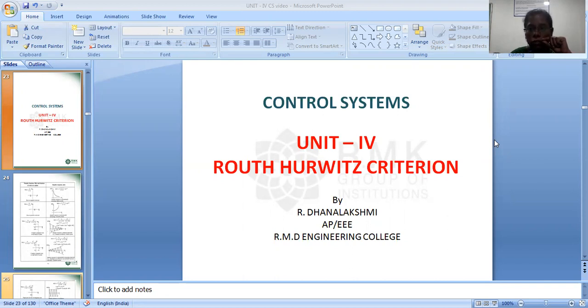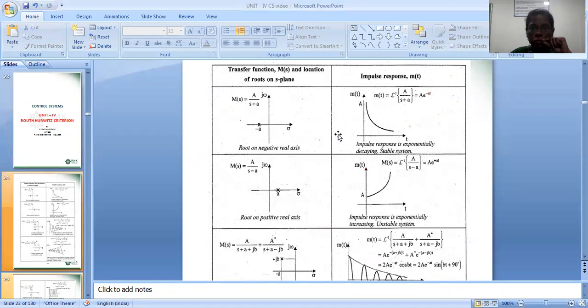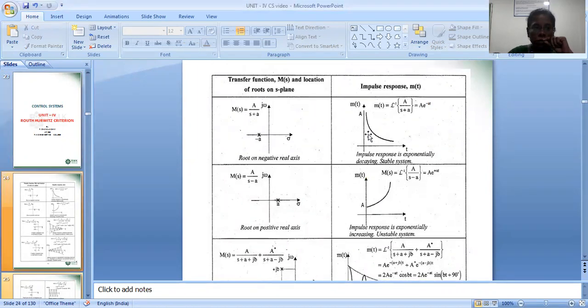So for the stability of the system, here I've taken Hurwitz criterion. So in this session we will discuss about Hurwitz criterion. Before proceeding with the Hurwitz criterion, first let me tell you how the location of poles is going to affect the stability of a system.